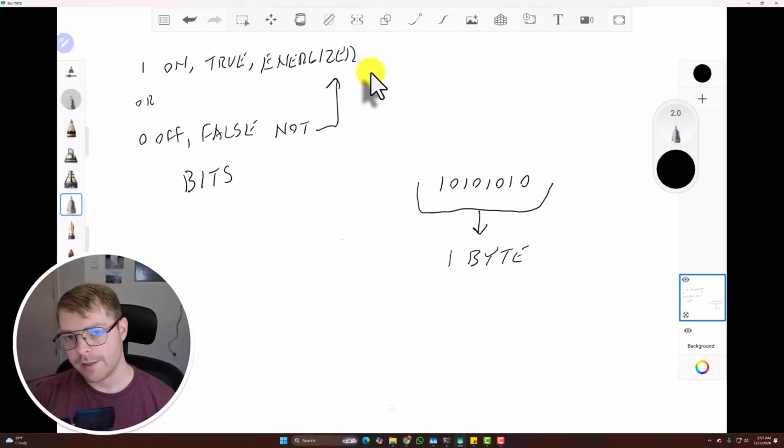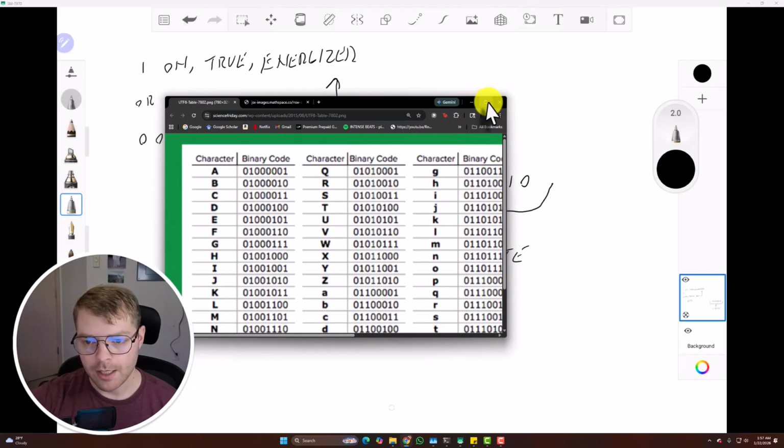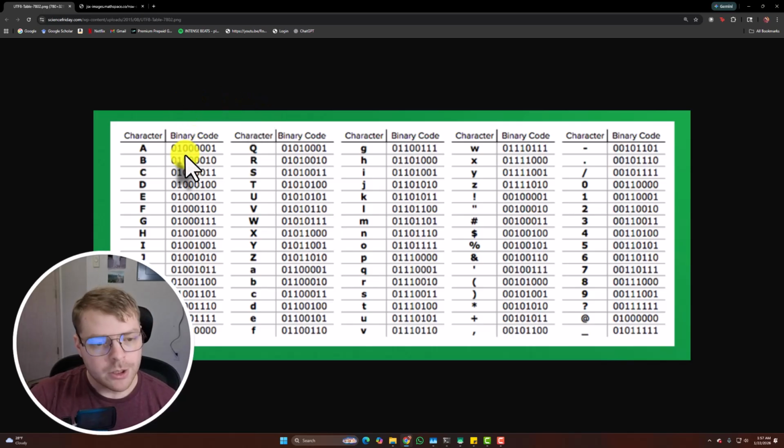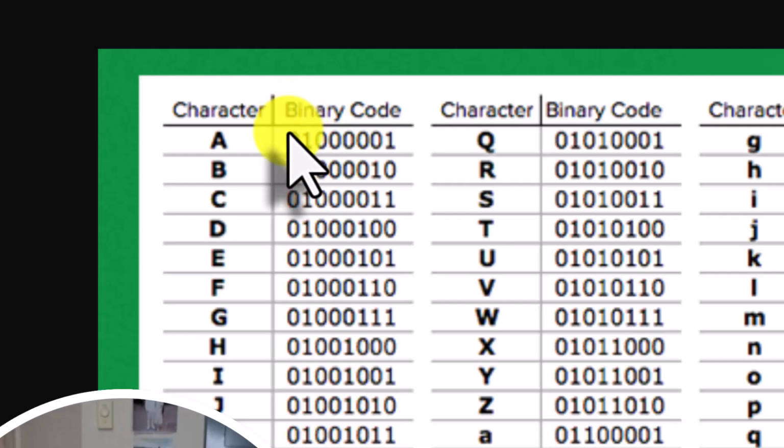So the ones and zeros, depending on what configuration they're in this 8-bit sequence to make 1 byte, represent different things. And I'll show you what I mean. Let's go over here and check this out. I got a little chart here that we can pull up from online. And let's just look at the character capital A. We can see in the binary code we have 0, 1, 0, 0, 0, 0, 0, 1. And if you count those, that's 8 bits to create the byte for capital A.